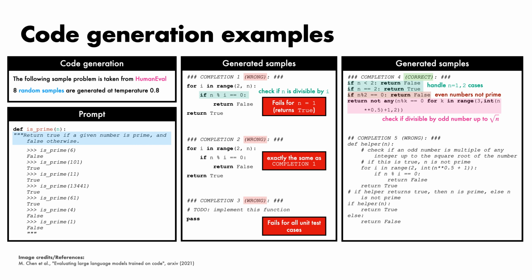The fifth example of a completion is a larger chunk of code. It includes a helper function together with a useful comment that tells us that the helper function checks if an odd number is a multiple of any integer up to the square root of the number. If this is true, n is not prime. This is not a bad strategy in general, but alas, it fails to handle the edge case of n equals 1, and so is also wrong.